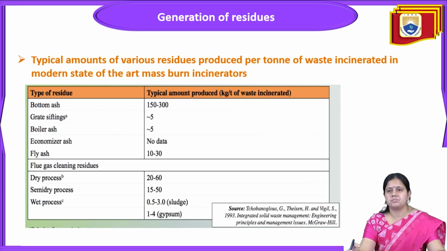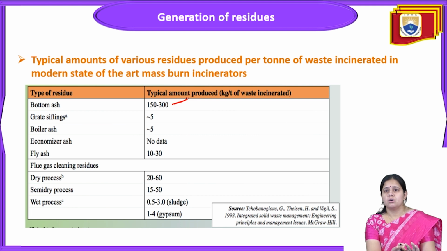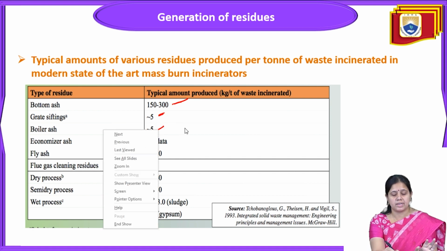Now comes the generation of residue. This is the data related to the generation of residue: the typical amount of various residues produced per ton of waste incinerated in a modern state-of-the-art mass burn incinerator. So the type of residue, first is bottom ash. Bottom ash is produced in approximately 150 to 300 kg per ton of waste. In grate siftings also approximately 5%, and in the boiler ash also.